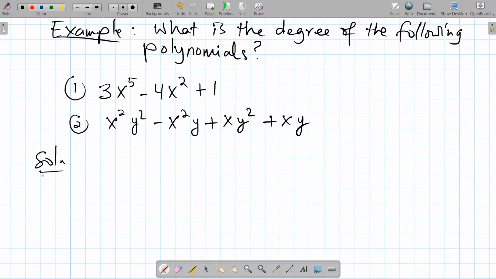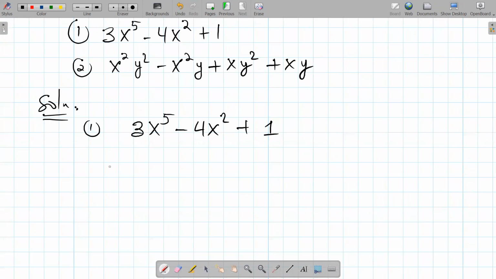The solution. Let's look at the first one: 3x^5 minus 4x squared plus 1. Let's pick the terms individually. If I pick 3x to the 5th power, remember that if the term has only one variable, then the power of the variable is always the degree. So in this case, the degree is 5.